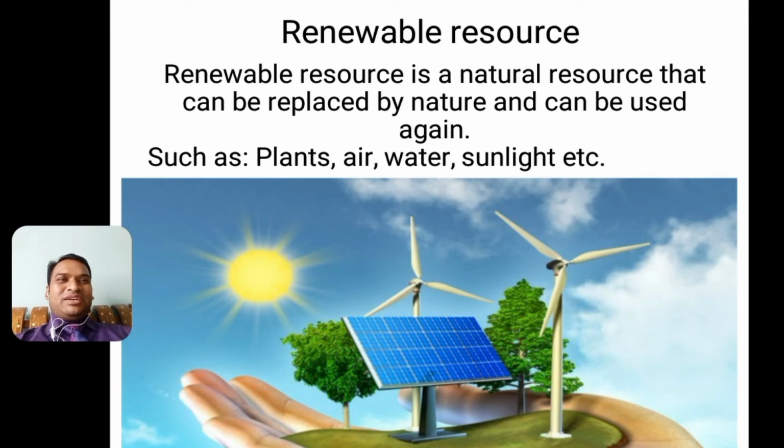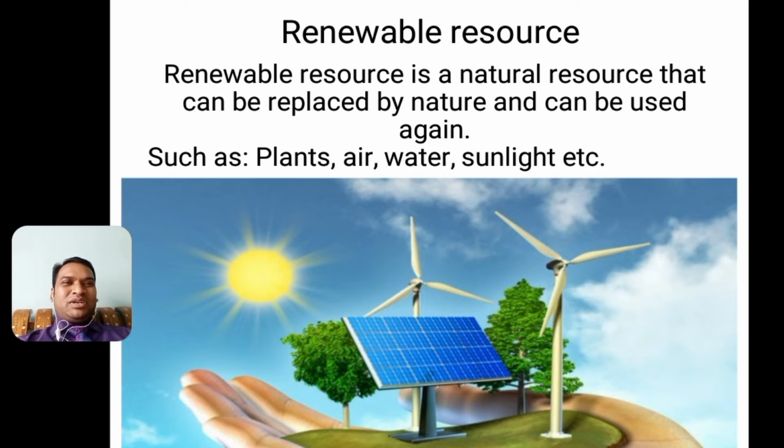So first we need to know what renewable resources are. A renewable resource is a natural resource that can be replaced by nature and can be used again. It means this resource you get always, like every day, such as plants, air, water, and sunlight. Like sunlight, you get it every day. Then air, you will not be able to finish these resources and they will be restored again. If you use them, they will be restored again.